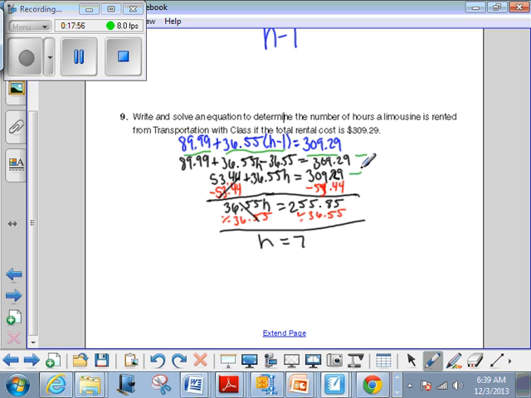So remember, math is fair. Whatever you do to one side, you have to do to the other. And then I divided both sides by 36.55 to get rid of the 36.55 with my H, because that's multiplying. And remember, we're always doing the opposite. Divided one side by 36.55, had to divide the other side by 36.55. When I did that, I was left with H on the left side and 7 on the right side. So the number of hours the limousine was rented for a total cost of $309.29 was 7 hours.